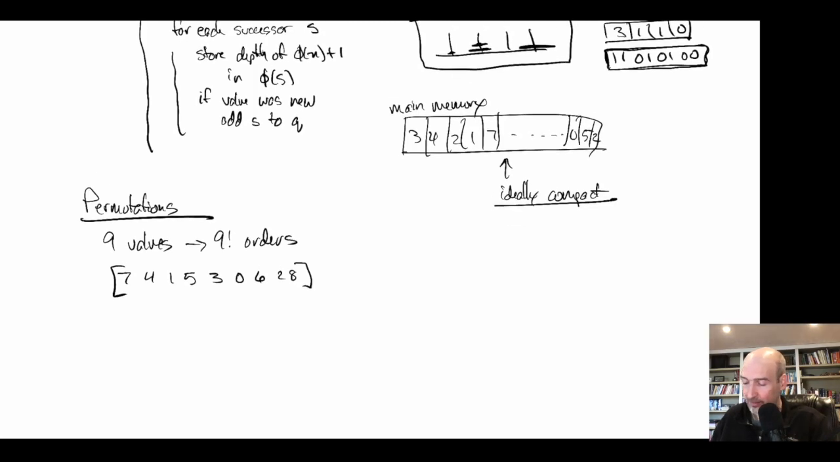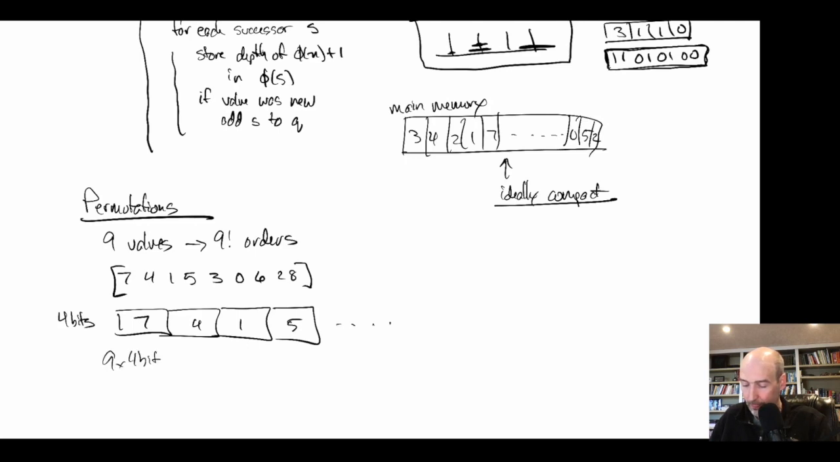And I could think of basically saying, if I have 9 values here, how many bits do I need per value? Well, I can't do it in 3 bits. I actually need 4 bits. So we could think about 4 bits per entry, and we'd just be putting 4 bits, 4 bits, 4 bits, and we'd represent 7, 4, 1, 5, and so on. But overall, we have 9 values times 4 bits each, which is equal to 36 bits.